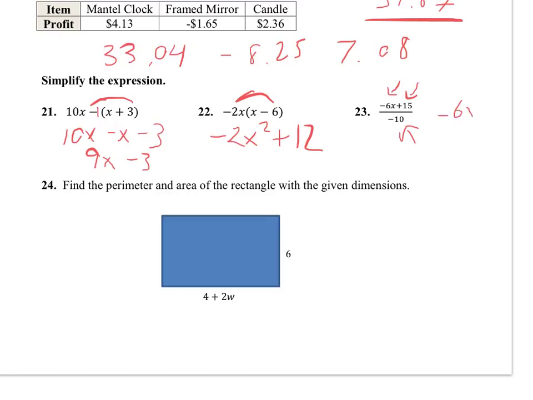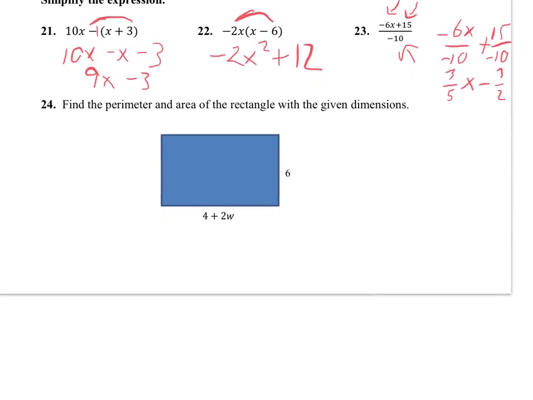You can go negative 6x over negative 10, and then go plus 15 over negative 10. You can separate it like that. So now let's see, what goes into these two here? Well, 6 and 10 are both divisible by 2, and they're both negative 2s, so this should become 3/5 x. And 15 divided by negative 10, well, looks like a 5 goes in, so it'd be minus 3/2.